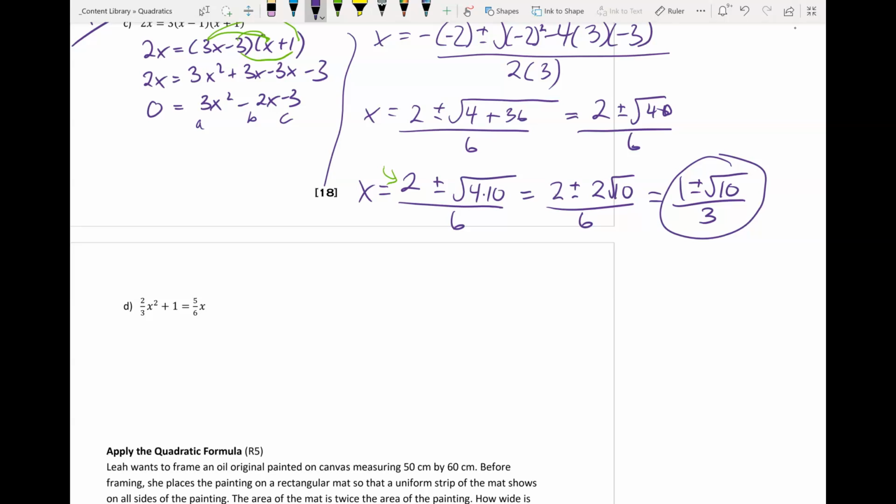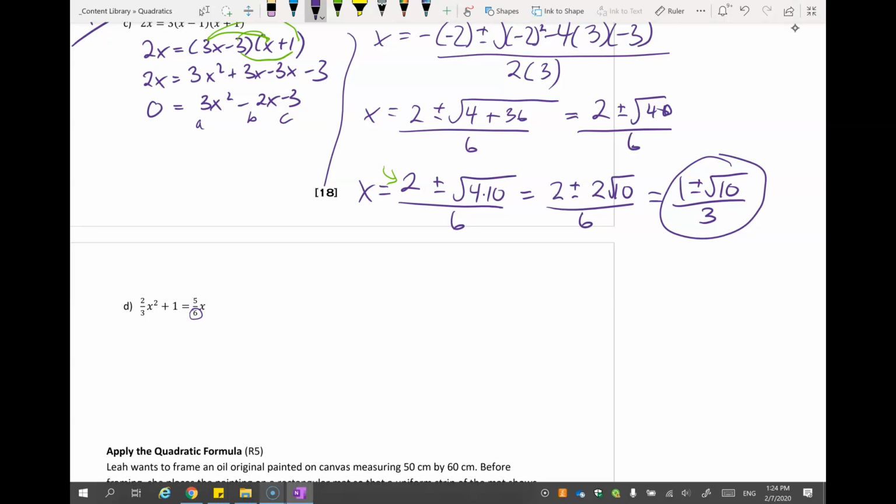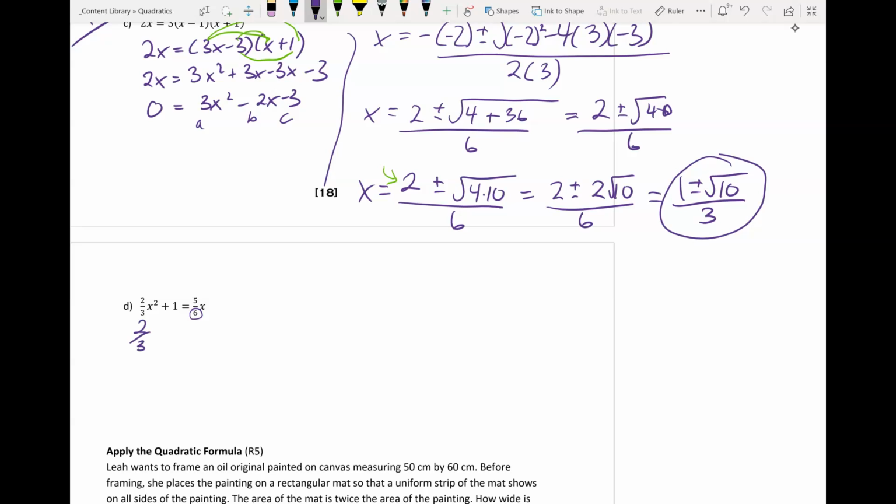Okay, now let's do D, and this time we have fractions. We can get rid of our fractions if we multiply both sides by 6, because that is our biggest denominator. Before I do that, I'm going to move this 5 over 6x to the other side so we can get this into standard form.